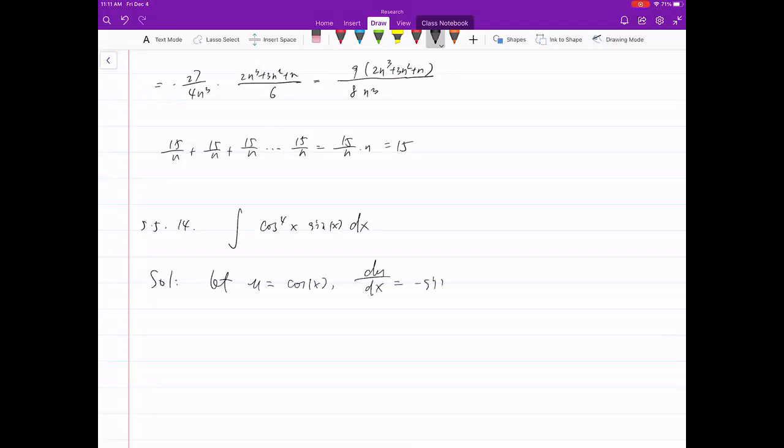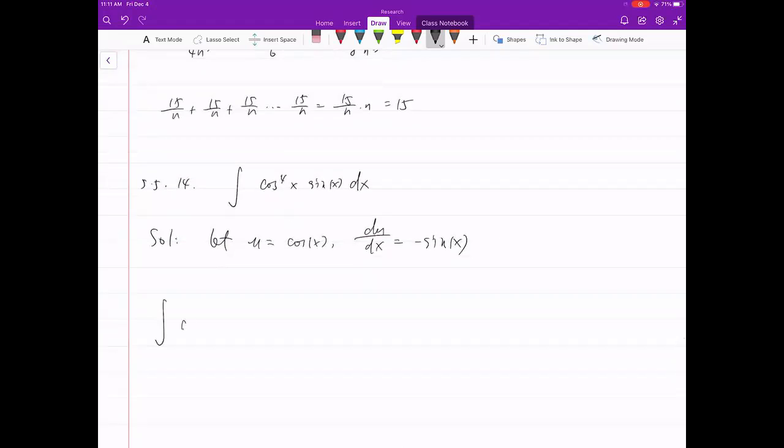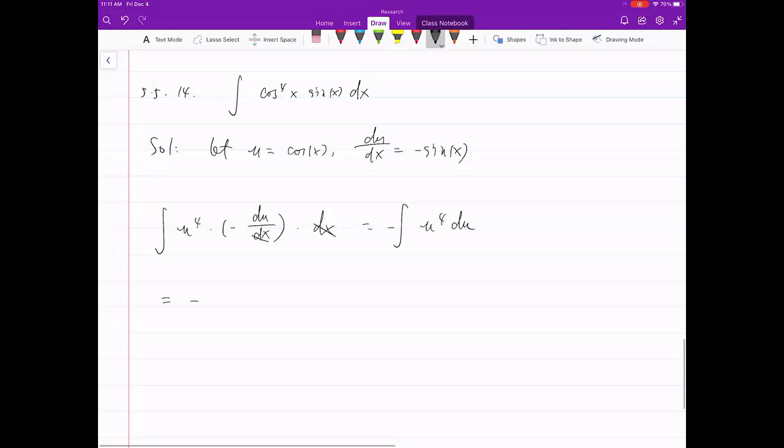It's not sine, but it's negative sine. And negative is easy to handle. Then u cube times negative du over dx times dx, so they cancel. That is great. Okay, so first thought, sine, cosine, but then switch them, cosine, sine, it worked.